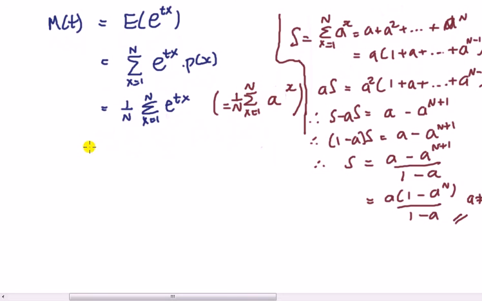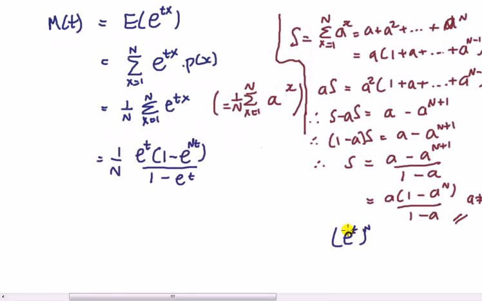If we go over here now and use that result, the a here is e to the t, so what we have is 1 over n. In fact, we'll just write it down. Replace a here by e to the t, and we're done: e to the t times 1 minus e to the nt, over 1 minus e to the t. Here it's e to the nt because recall the rule: e to the t, to the n, is the same as just multiplying like that.